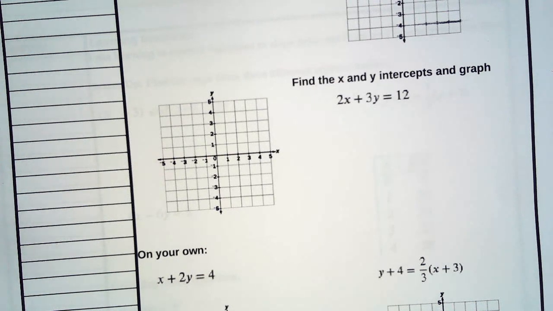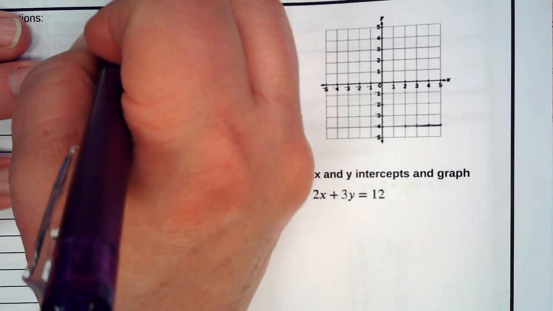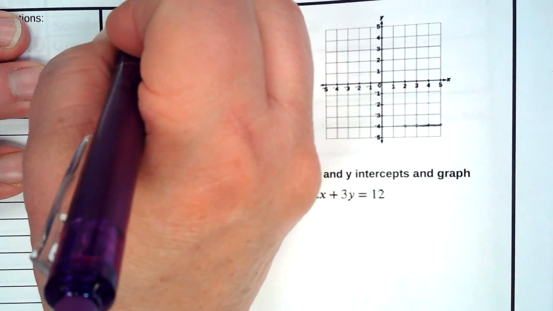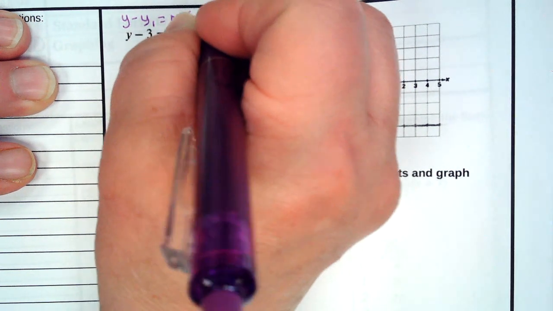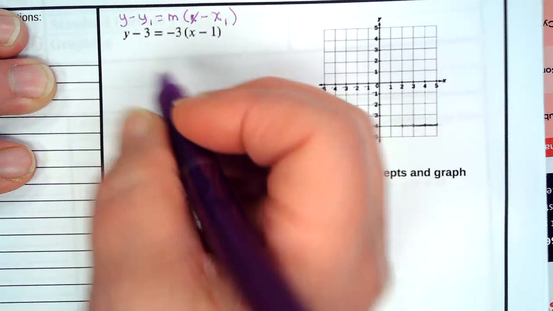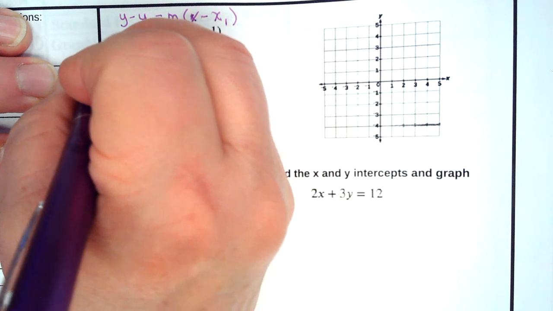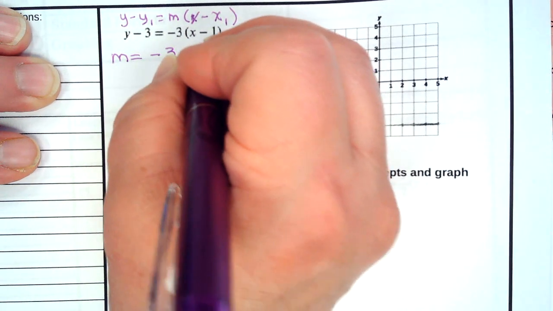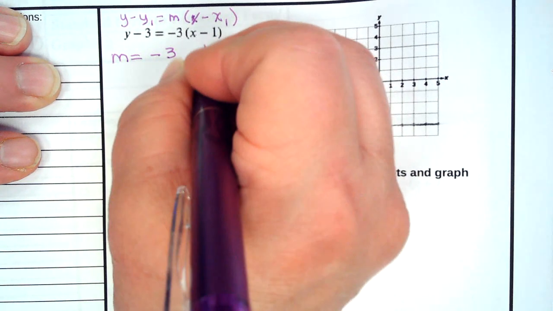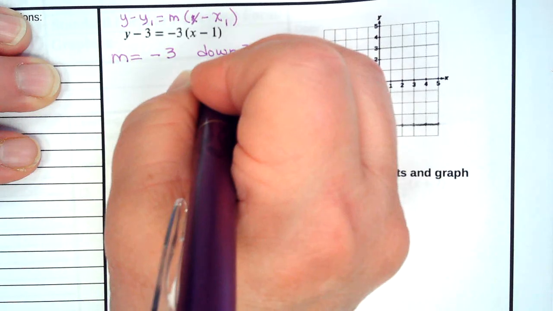Okay, this is in the point-slope form. y minus y sub 1 is equal to m times the quantity of x minus x sub 1. So the slope is negative 3. That means I will go down 3, right 1.